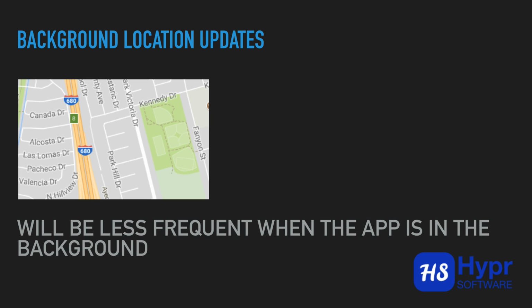The first one is background location updates. With this update, the location updates to your apps will be less frequent. As soon as your app goes to the background, your GPS updates will slow down. It will be accurate, but you won't get that many updates. The reason is they want to save battery. In order to give you updates frequently, they need to keep the GPS on, and that drains the battery. So now they will be less frequent as soon as the app goes in the background.